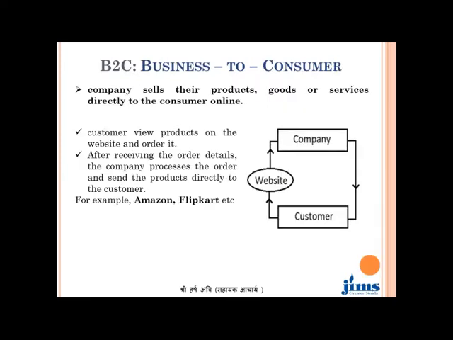Second is business to consumer. The company sells their products, goods or services directly to the consumer online. A very simple and common example is Amazon and Flipkart. There are so many products and goods available on these websites. Manufacturers are directly placing their products on these websites and consumers are searching for the desired product and ordering that. This is called business to consumer.